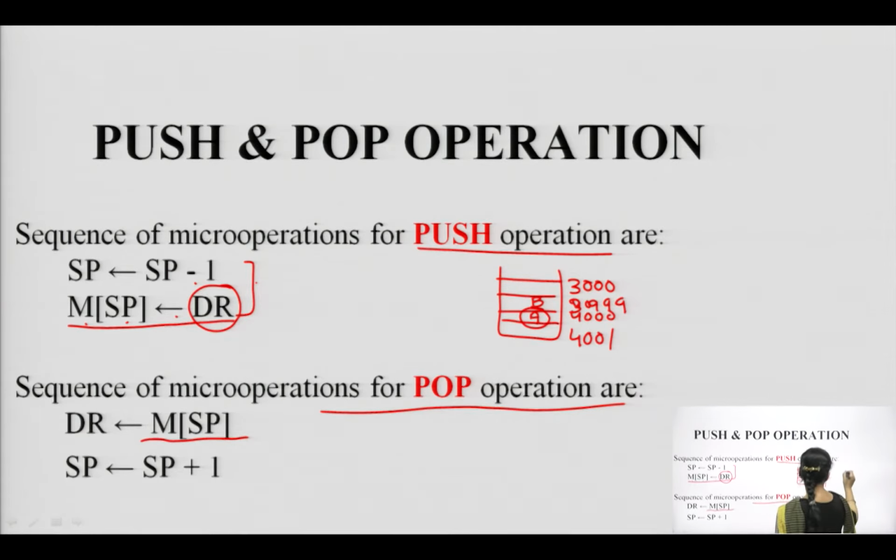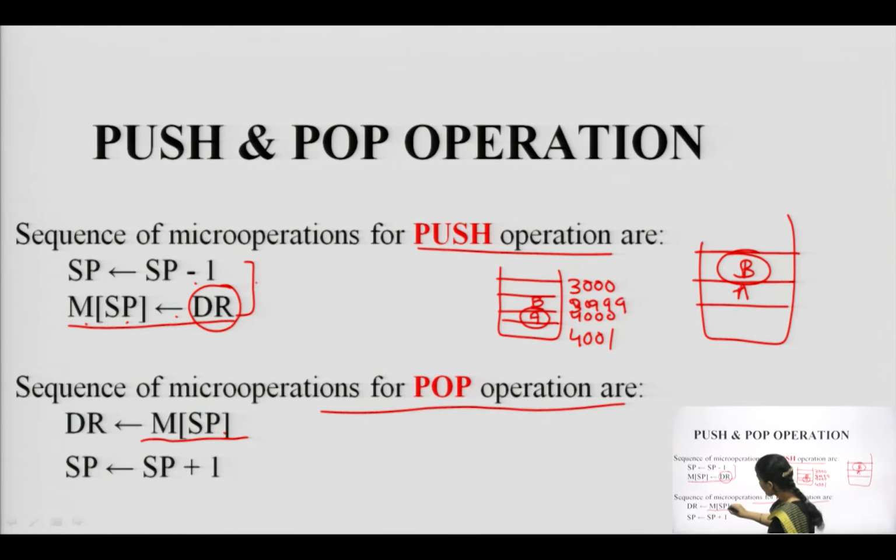Similarly, the sequence of operations for pop operations will be, firstly I will perform the pop operation, the data content is deleted. Deleted means it is copied somewhere into some other data register. Here I am taking the data register DR. So, the content of M of SP is copied into DR, and now my stack pointer will be at 4000 after deleting B. That is, my stack pointer will be incremented.